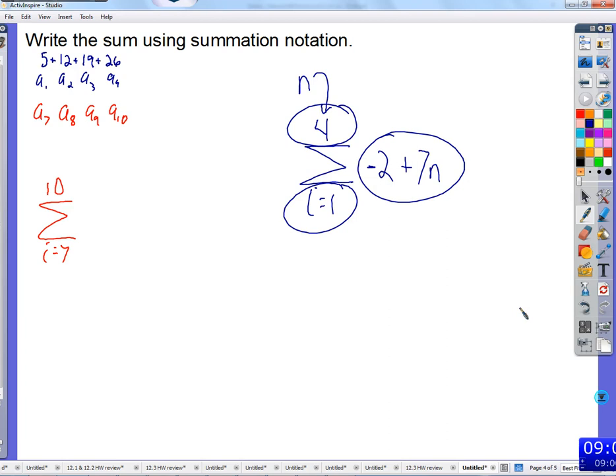You can just stare at it for a while. You can come up with that. I guess it makes sense. If you tried it, it works. It produces all of those terms.